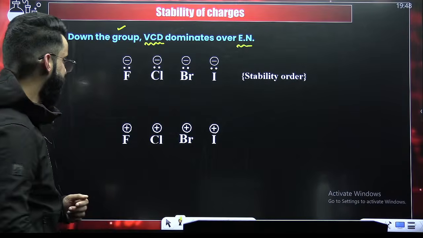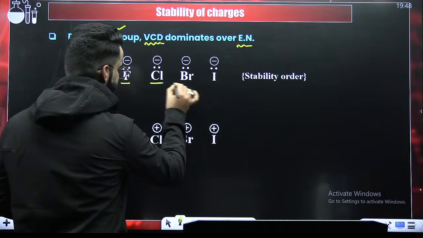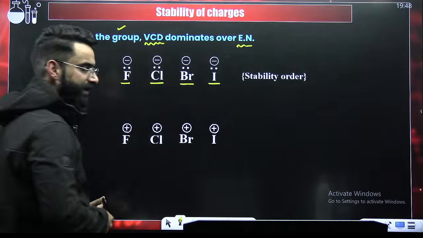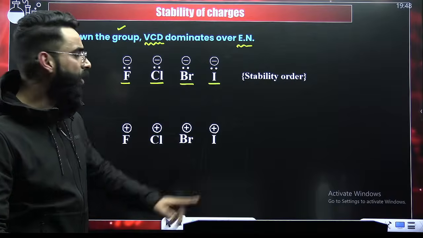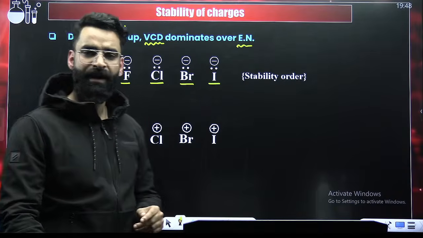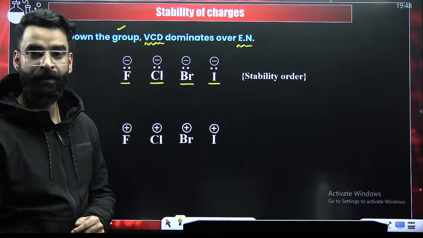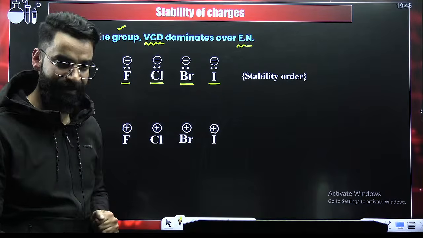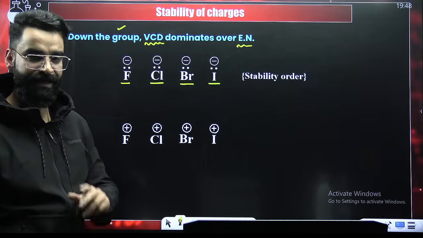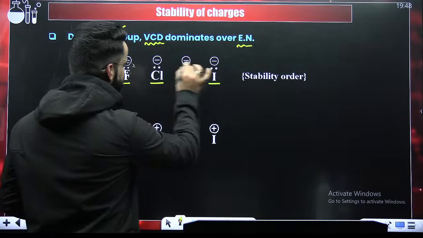For example, say, chlorine carrying negative, bromine carrying negative, iodine carrying negative. These elements belong to the same group, and I have to talk about the stability of these charges on the atoms which belong to the same group. So I'll be talking in terms of VCD. My dear students, the charge on every atom is the same.